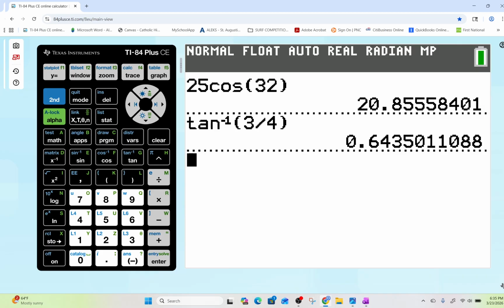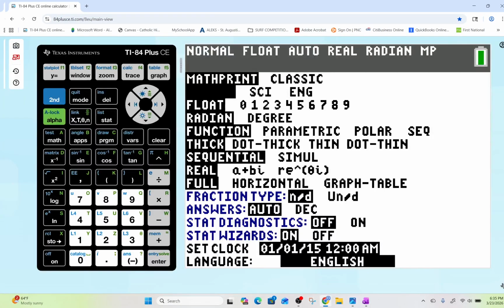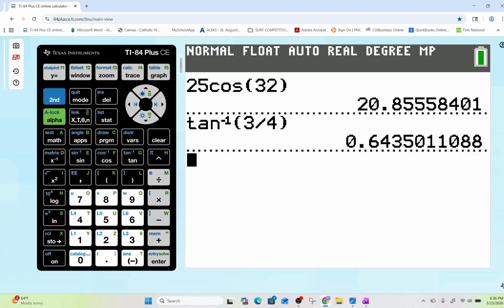You know why? Because I already know what the solution is. Looking back here, I already see that I've got the classic issue where I'm in radians, and I need to be in degrees. So I'm going to go ahead and fix that. I'm going to go to second quit. Okay? And let's try that again.